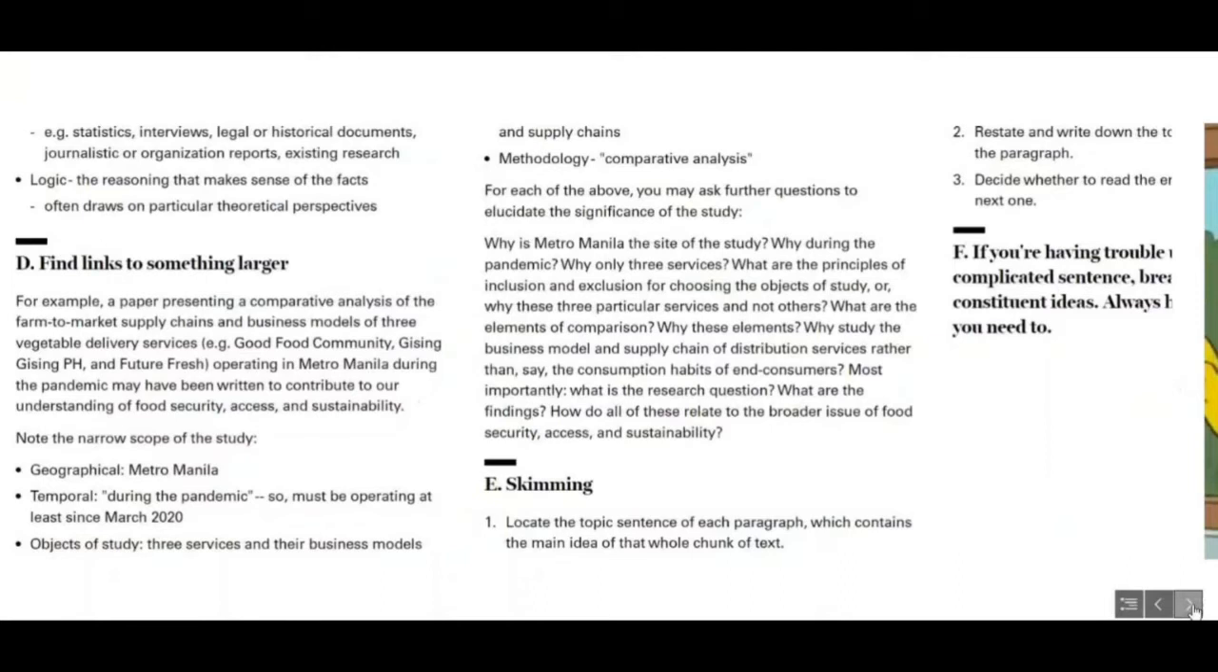So for example, some of you are working on the issue of food, and I think one of the students in that group wants to work on the issue of land reform, but the other members of the group might be working on more directly food related issues, let's say, like what I wrote here, a paper presenting a comparative analysis of the farm to market supply chains and business models of three vegetable delivery services operating in Metro Manila.